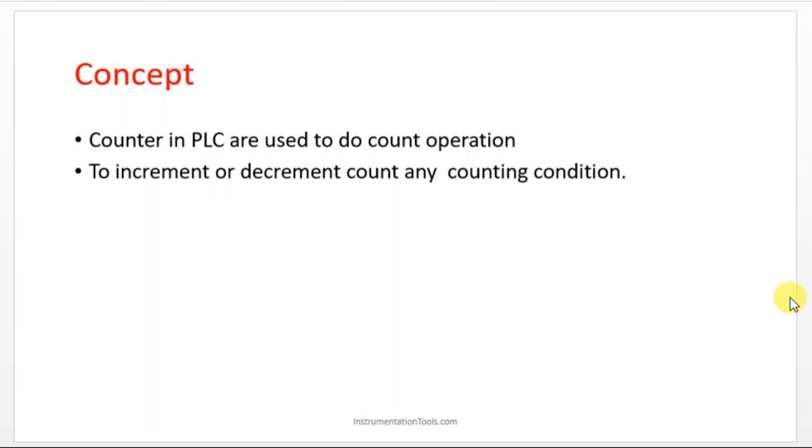For example, per day you have a limit, so only this much package has to cross. Let's take an example of 100 packs. Once 100 packs have crossed, it has to create an alarm or turn on a tower lamp. You can make use of such an instruction. So that is the use of counters in industry.